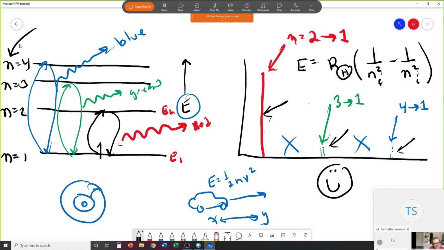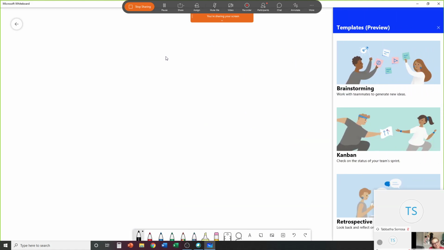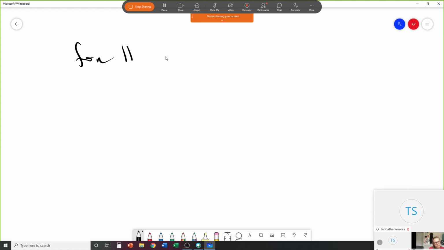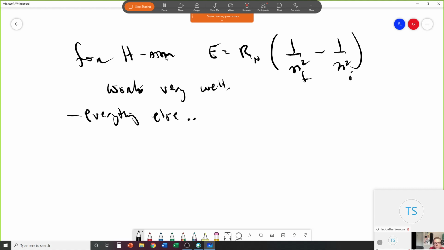The only problem is that when you go out and you try to predict anything other than hydrogen, it doesn't work very well. For the H atom, E equals R sub H, that's in your textbook, 1 over n squared initial minus 1 over n squared final, works very well. Very well. And for everything else, it's terrible.